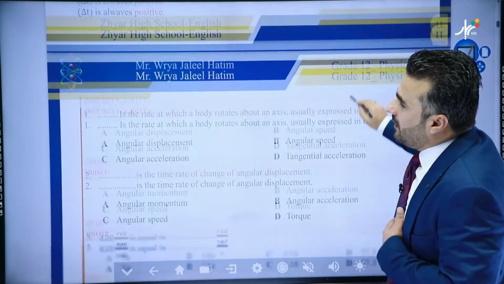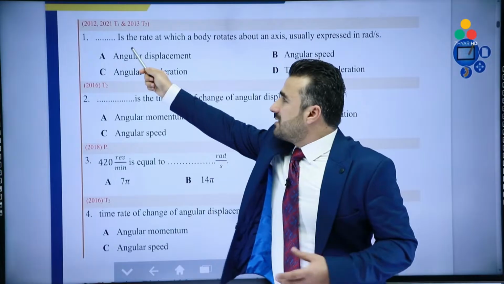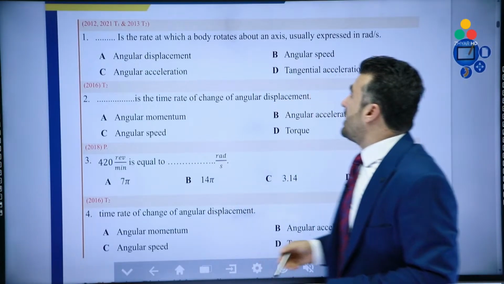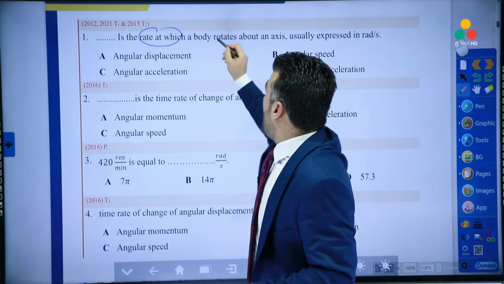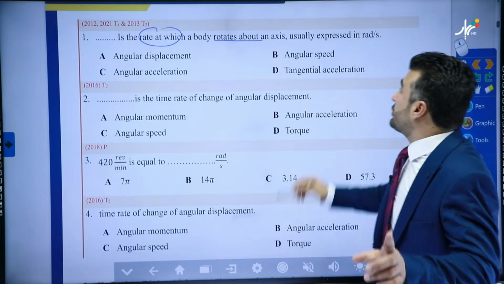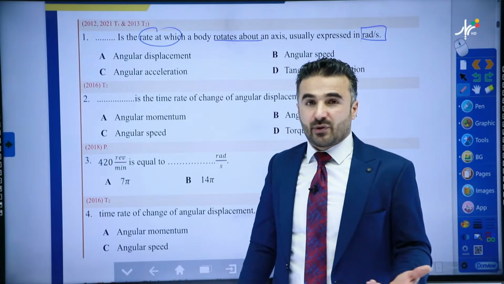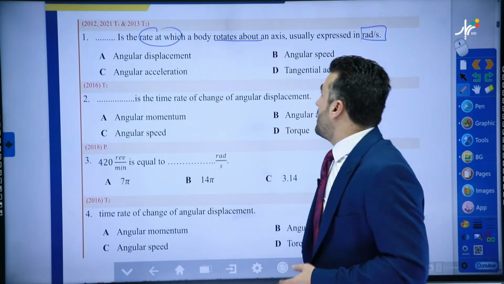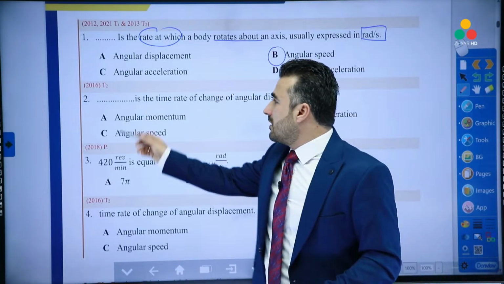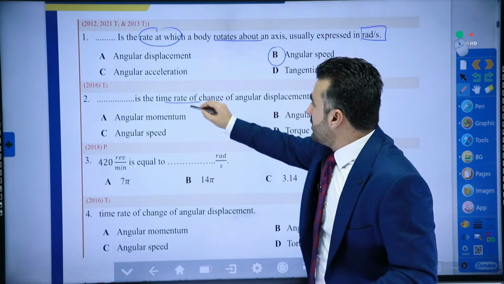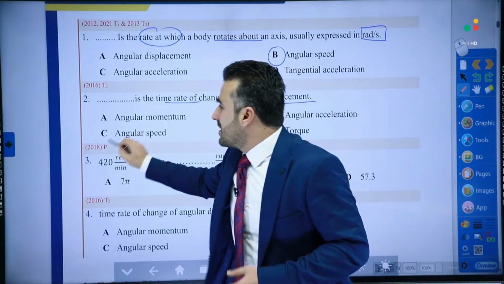Okay, now let's solve a few questions here. All right, take a look at this one. It says dash is the rate at which a body rotates about a fixed axis, and usually expressed in radian per second. And what is measured in radian per second? That is, of course, angular speed in here. Excellent. Now, let's take a look at the second one. It is the time rate of change of angular displacement. Once again, that is angular speed.